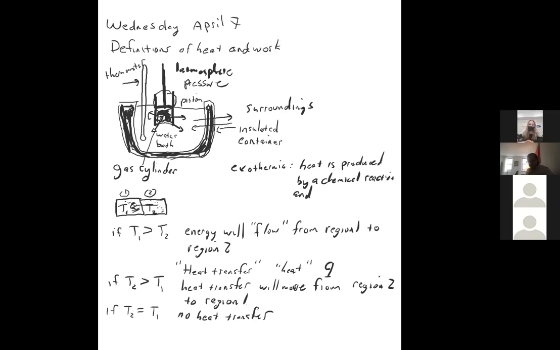And released to the water. Okay, so it goes into the water. Essentially what happens is the reaction results in the temperature increasing. And so since the temperature is higher inside the cylinder, heat will transfer to the water. Now, what happens when heat is transferred to the water? The thermometer measures that as an increase in temperature. So the temperature will increase if heat is going into the water.